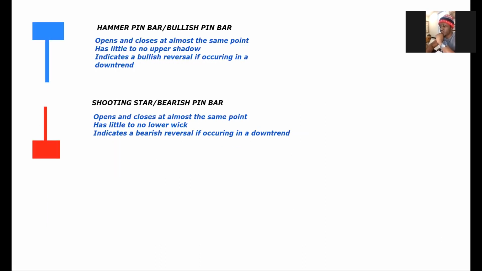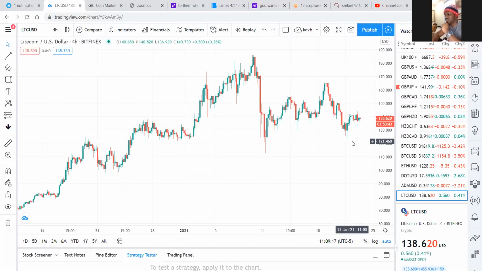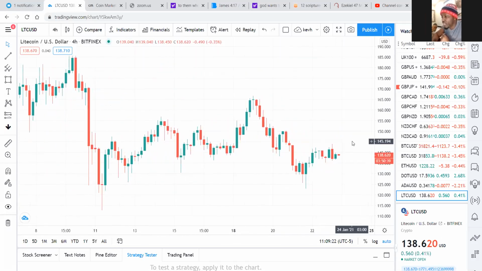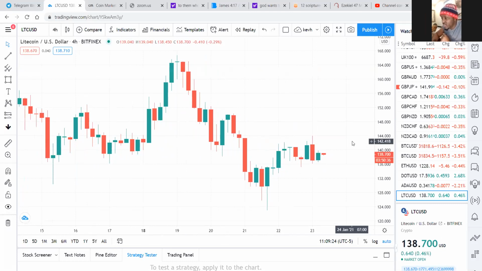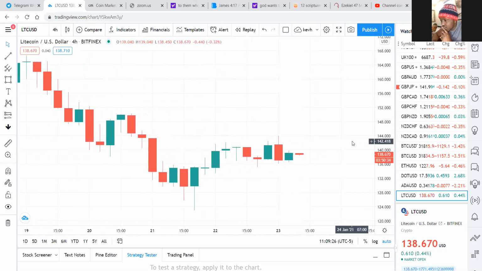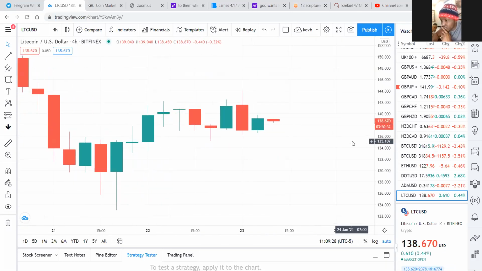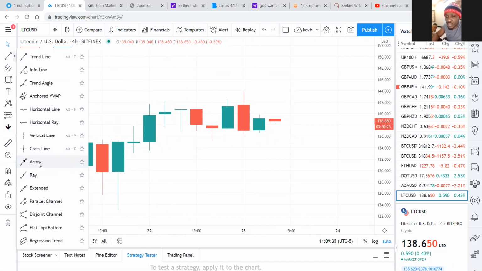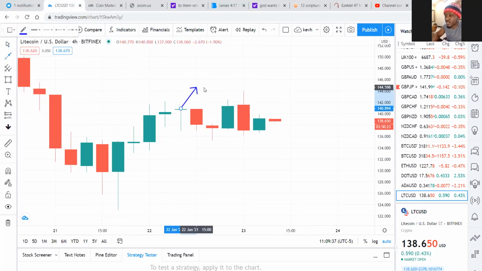So let us go into the chart and let us see if we can find examples of these same candles that we are talking about. And yay, this is a good example right here. So let's see if people will be able to identify this one.